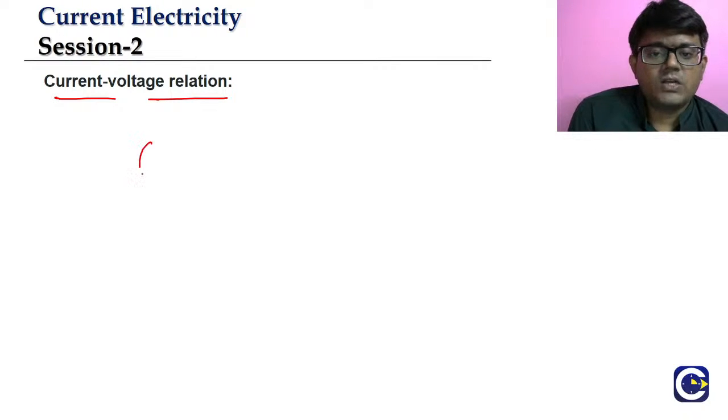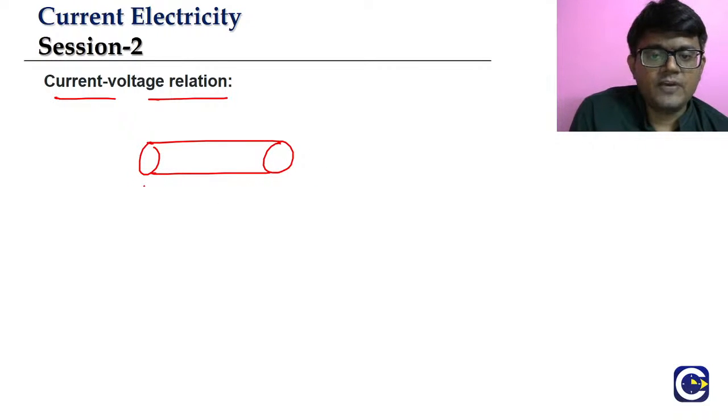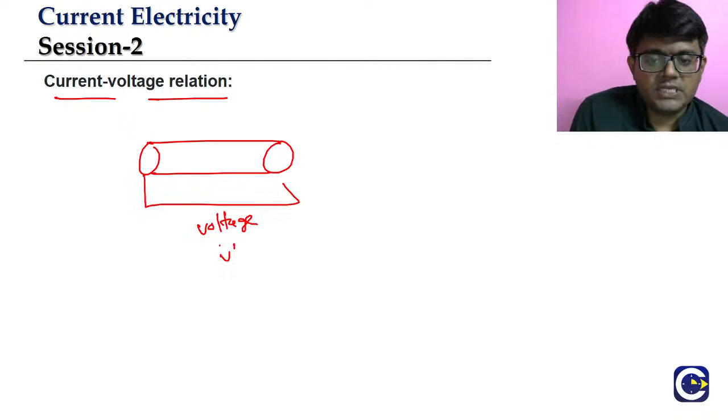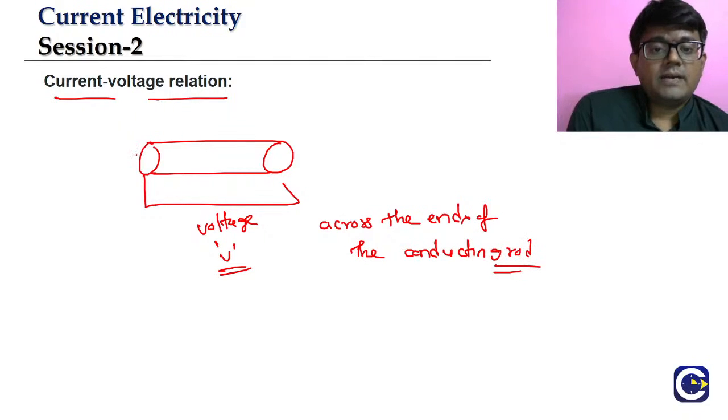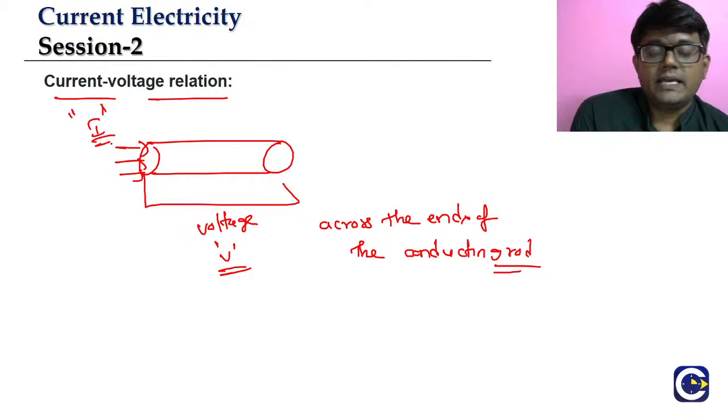We will talk about the metallic conductors. If you are applying a voltage or potential difference V across the ends of the conducting rod, and we measure the current going through that conducting rod as I, we want to understand if there is a relation between this V value and I value.